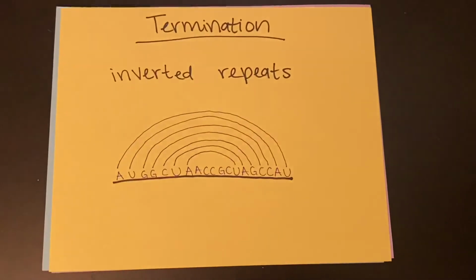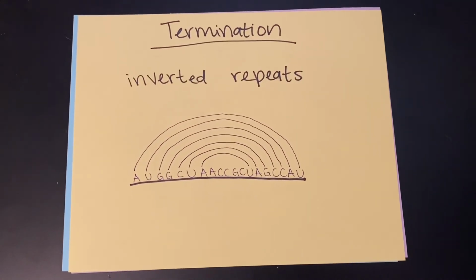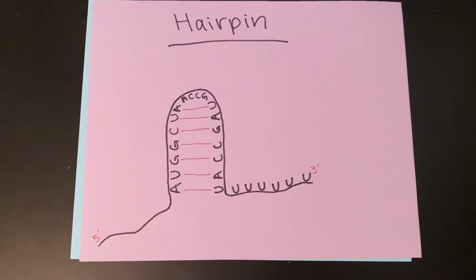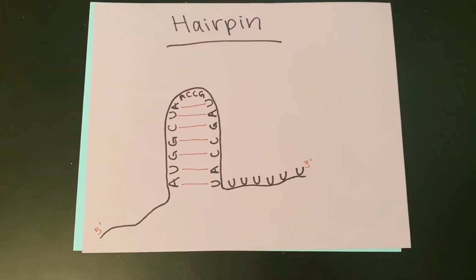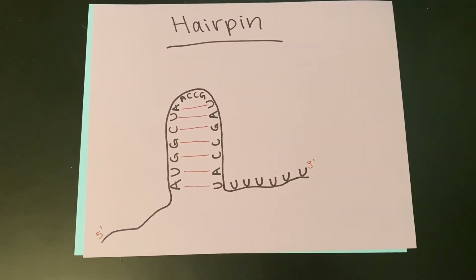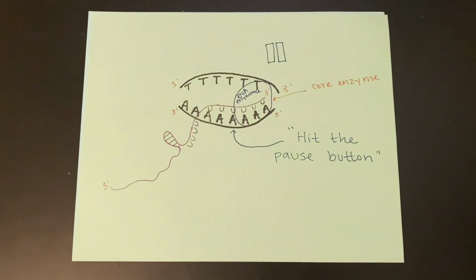RNA synthesis can't go on forever. Termination occurs due to inverted repeats of bases. Inverted repeats, when transcribed, develop termination hairpins. Hairpins form from base pairing within the strand of RNA. The hairpin interferes with RNA polymerase. It causes the polymerase to pause.